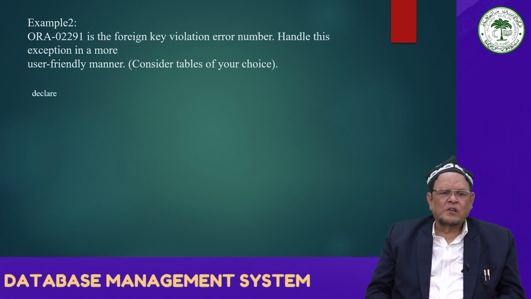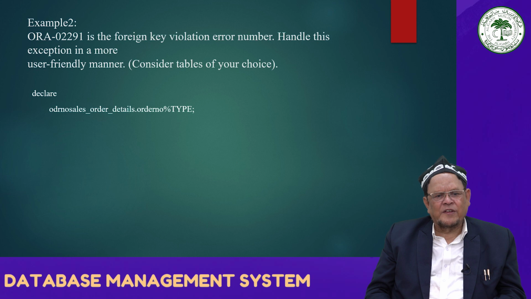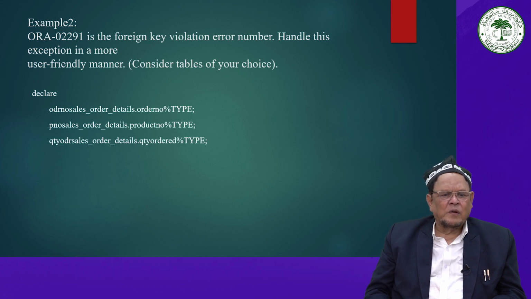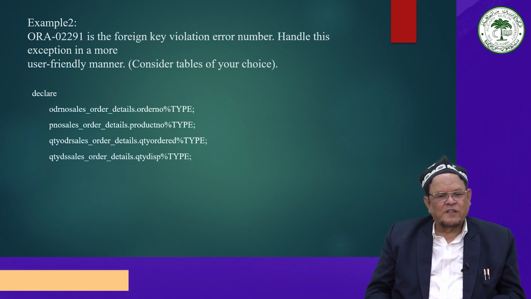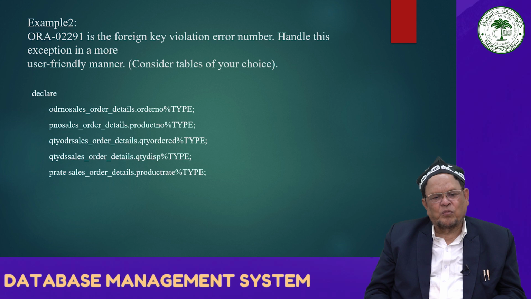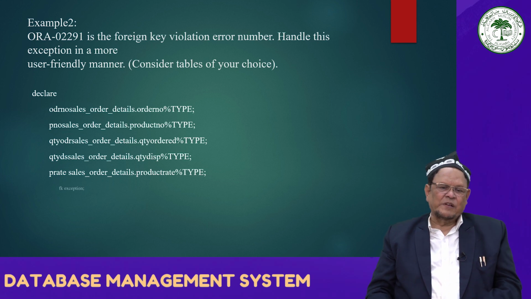Then on the computer you type declare order number sales_order_detail.order_number%type, product number sales_order_detail.product_number%type, quantity ordered sales_order_detail.quantity_ordered%type, quantity displayed sales_order_detail.quantity_disp%type, P rate sales_order_detail.product_rate%type. You have to declare.